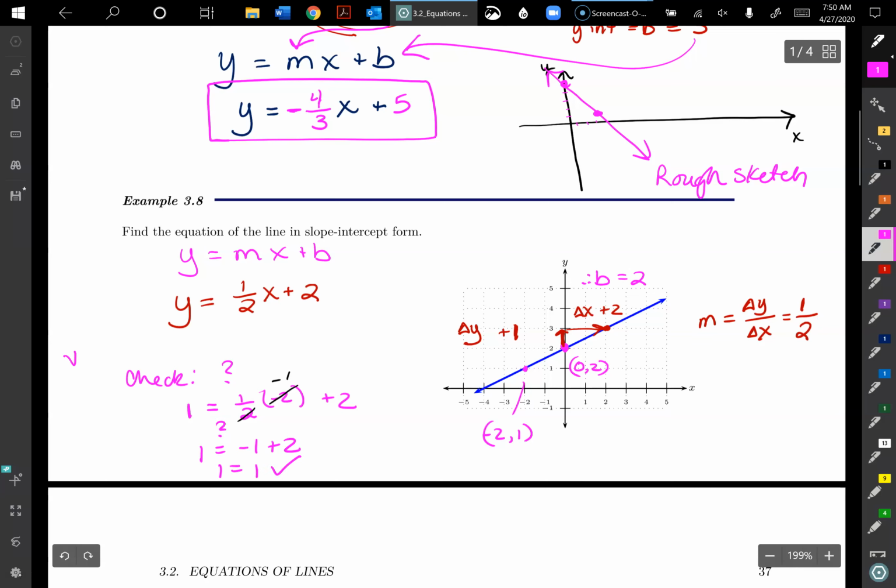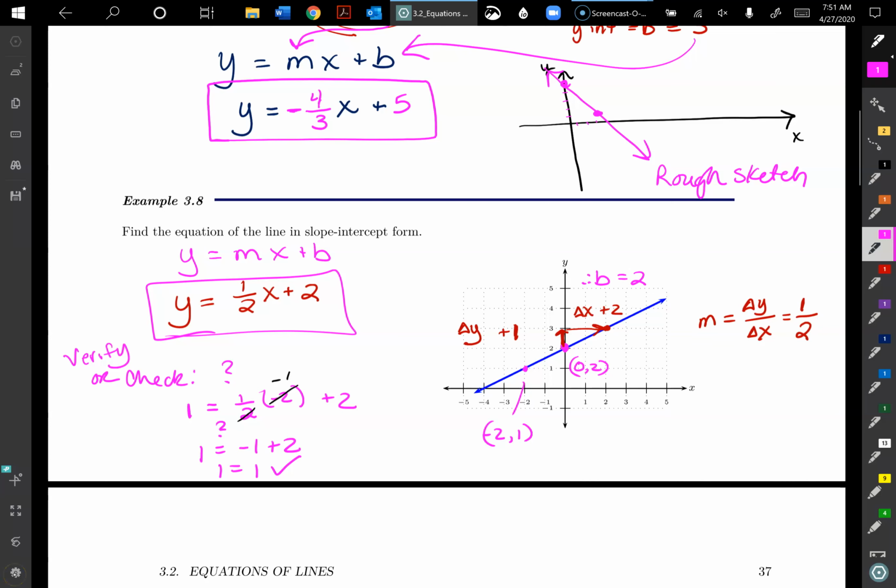So this is how I verify or check to see if that is correct by plugging in a point on that line and seeing if it fits. So that's it for this video. Thank you for watching.